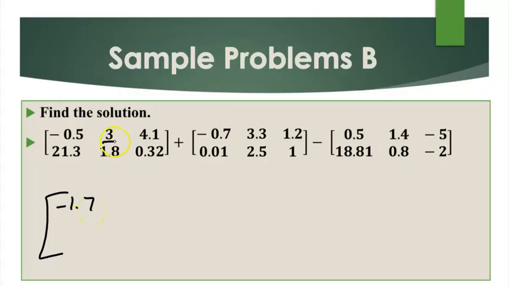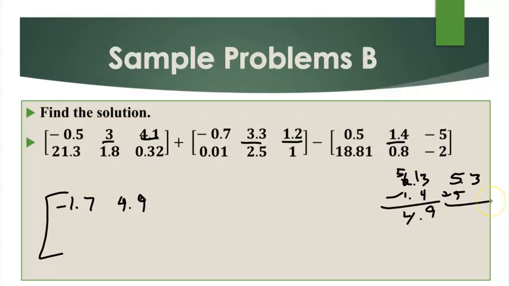Next is 3 plus 3.3, which is 6.3 minus 1.4. So 6.3, let me do this on the side here. So we got 6.3 minus 1.4. Borrow, we got 9, we got 4, so 4.9. And then we have 4.1 plus 1.2, so that's 5.3. 5.3 minus a negative 5, so that means plus 5, so that's going to give us a 10.3.